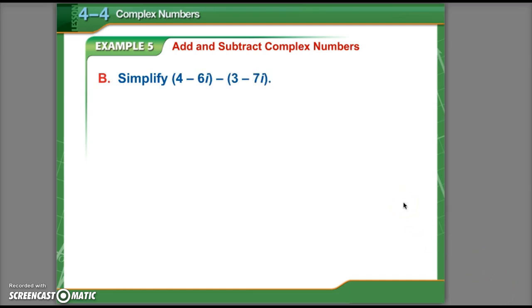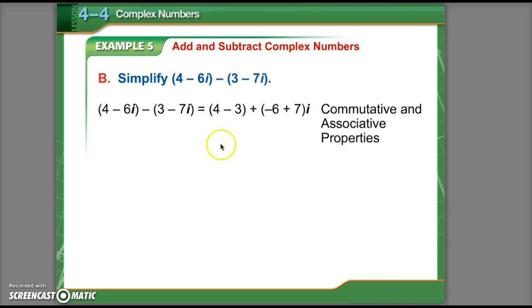Okay, part B, we're going to simplify 4 minus 6i minus 3 minus 7i. So again, what we're going to look at first is our real parts. We have 4 minus 3. 4 minus 3 is obviously 1. For our imaginary parts, we have negative 6i minus negative 7i. And remember, if we have minus a negative, that's 2 minus signs in a row, so it becomes plus. So it's really saying negative 6i plus 7i. Negative 6 plus 7 is 1. So 1i, 1 plus 1i, or just 1 plus i is our final answer.